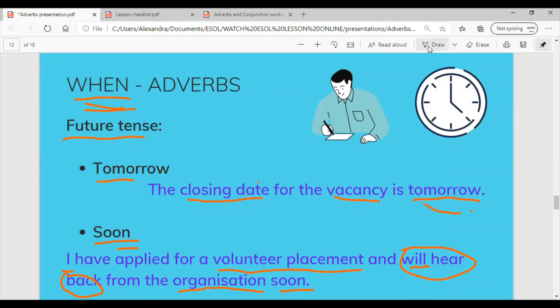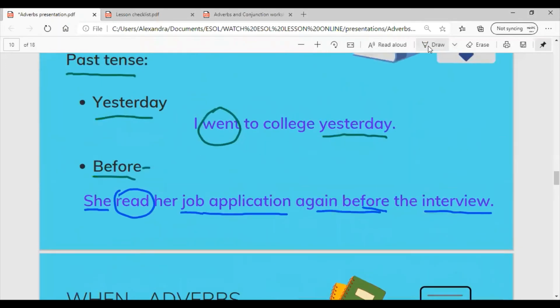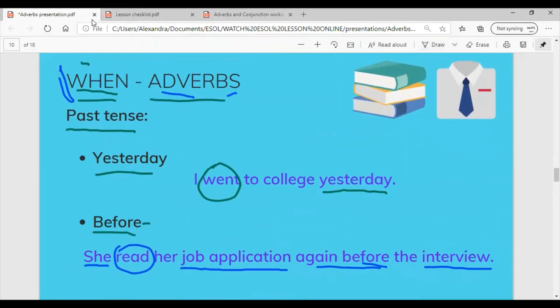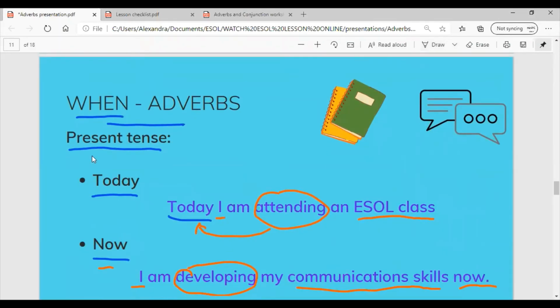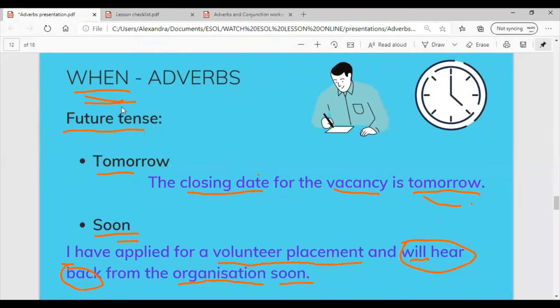So we've looked quickly at how to find adverbs in the past tense, in the present tense, and in the future tense. So you can see when these adverbs have all taken place.